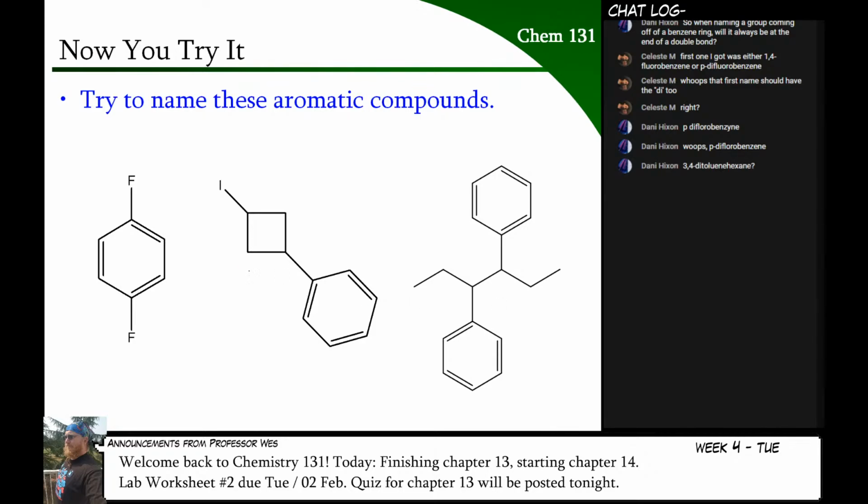Let's go over the answers here. So 1, 2, 3, 4. I could number either way going around here. 1,4-difluorobenzene. Or, since they're across from each other, para-difluorobenzene. I meant to put difluorobenzene. There you go.